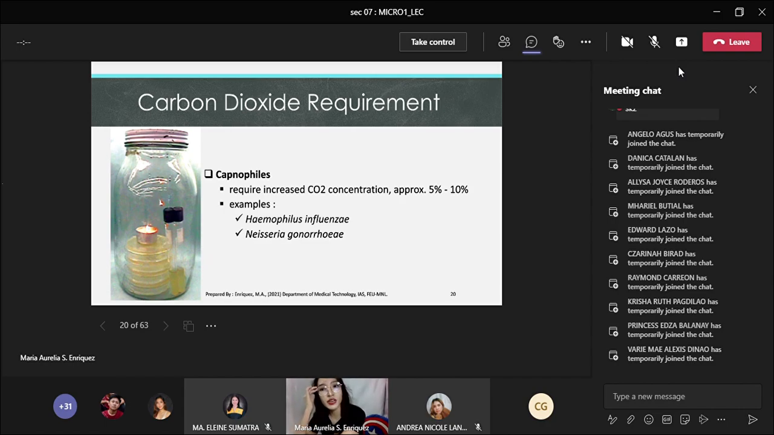All right, let us proceed with those bacteria that require more carbon dioxide in the environment than usual. So capnophiles require a concentration of about 5 to 10% carbon dioxide for them to grow. And examples of these include Haemophilus influenzae, which mainly causes meningitis in children, and also Neisseria gonorrhoeae, which causes gonorrhea. Now, in this photo to the left, this is a candle jar that can be used to incubate both capnophilic and obligate anaerobes.